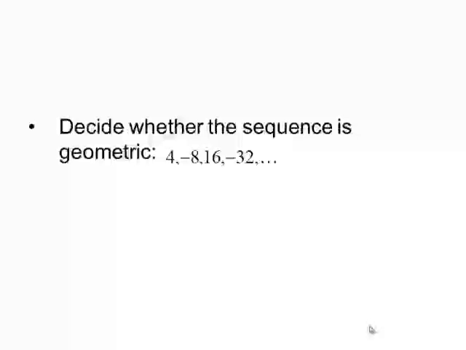Is this one geometric? If so, what are we multiplying by? -2. So this one is, because each time we multiply by -2.